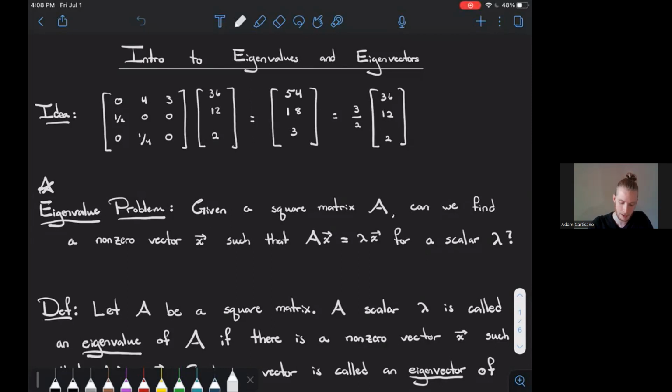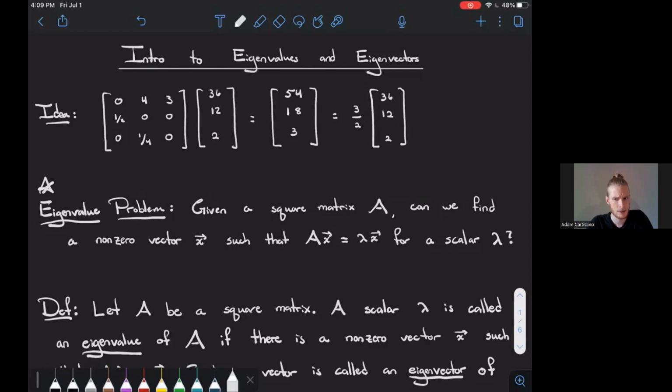So let's take a look at this matrix: 0, 4, 3, 1/2, 0, 0, 0, 1/4, 0. And we're going to multiply it by this vector: 36, 12, 2. When you do, you can just check my matrix multiplication on this one, you get 54, 18, 3. But that is exactly 3/2 of the original vector that you started with. The output was a multiple of the input.